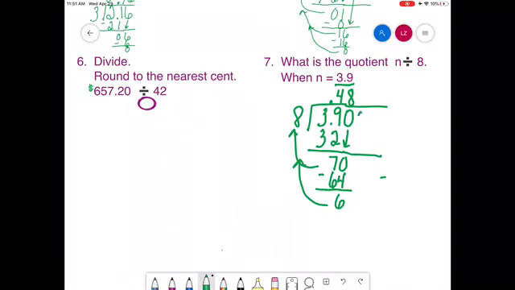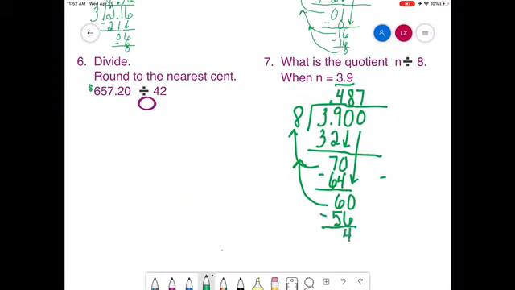And we don't want a remainder, so we're going to add another 0 and let's bring it down. Now we've got 8 into 60. Let's see. 8 times 6, what is that? 48. 8 times 7 is 56. 8 times 8 is 64. Well, that's too much, so let's go with 7. 8 times 7 is 56.